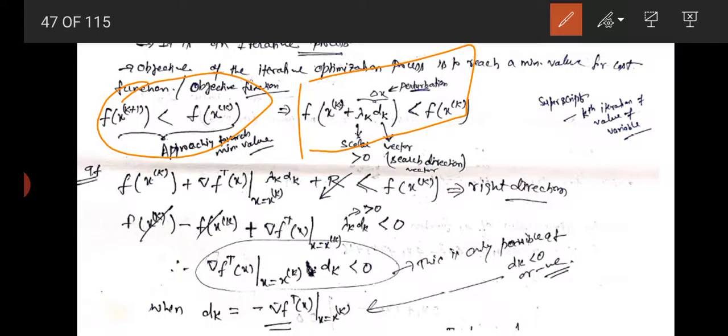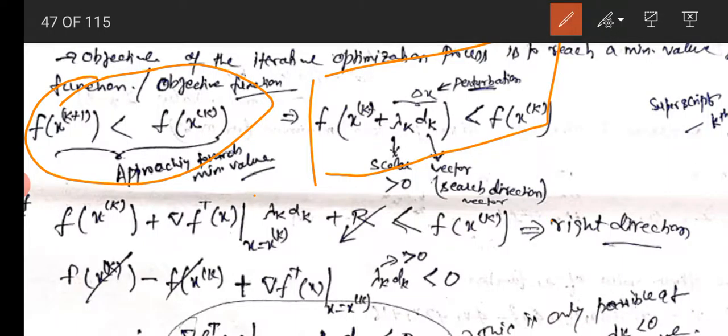So what we have done is some perturbation at the x_k instant. We have added lambda_k times d_k, where lambda is a scalar quantity that must be greater than 0. You have to understand these things very clearly. What is d_k? d_k is nothing but the direction value, the search direction. You have to find out whether you are going in the right direction or not.